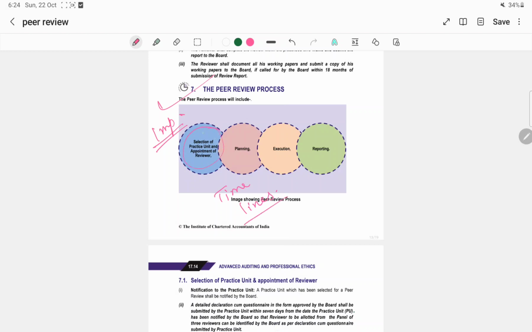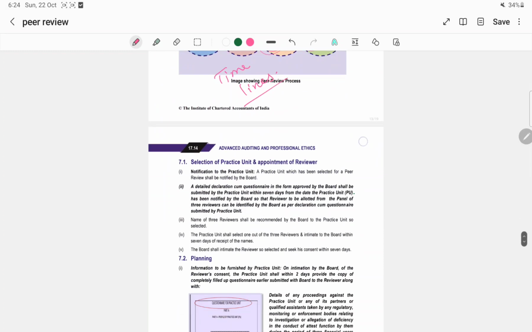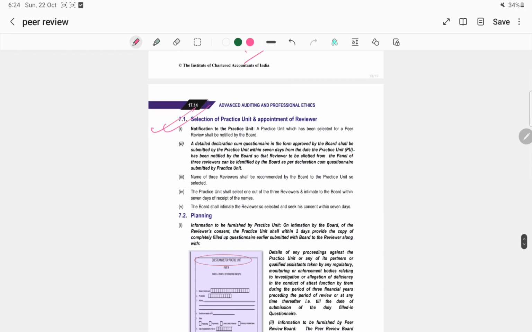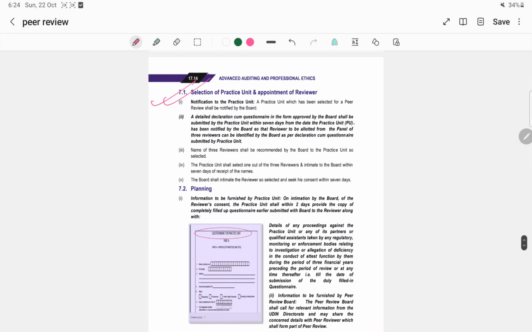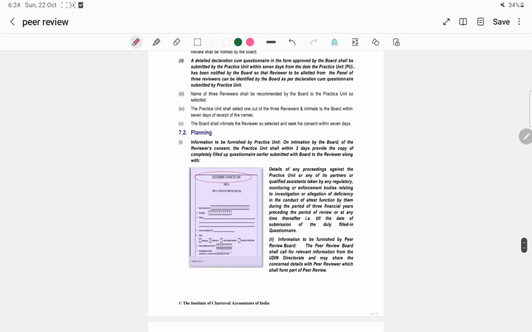So the first step of the process will be the selection. First you have to select of whom the peer review is to be conducted. So we will select the practice unit and appoint the reviewer accordingly. Then we'll do the planning, then we'll execute it, and then we'll finally do the reporting. So you have to learn this selection. You basically don't have to memorize it but understand and learn the process. First the PU will be selected, then the reviewer will be appointed, then everywhere the number of days will be mentioned.